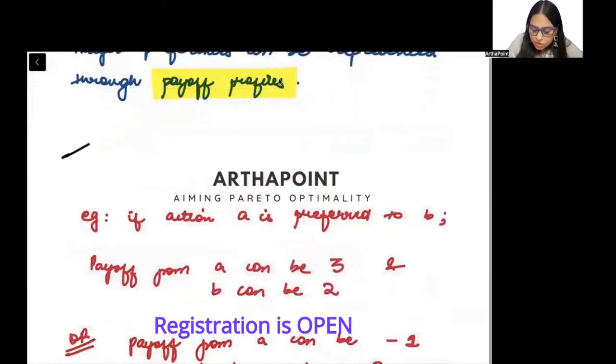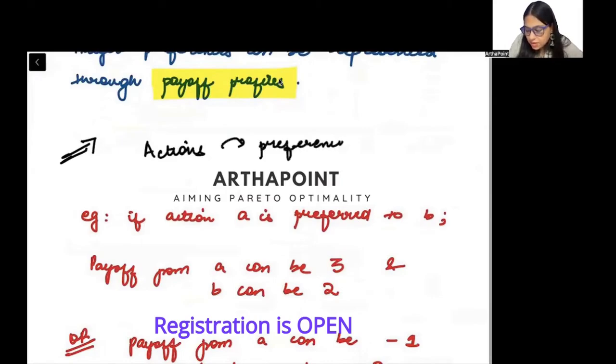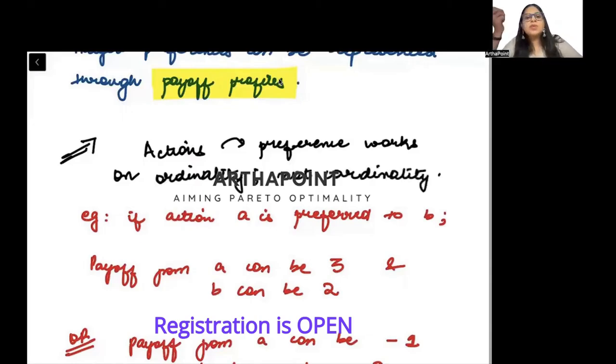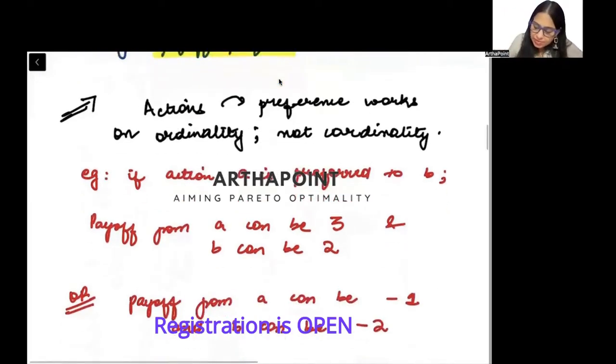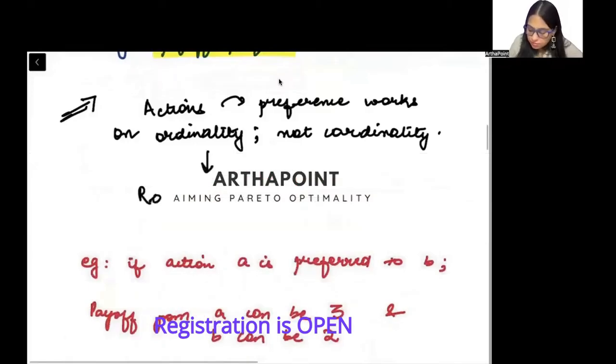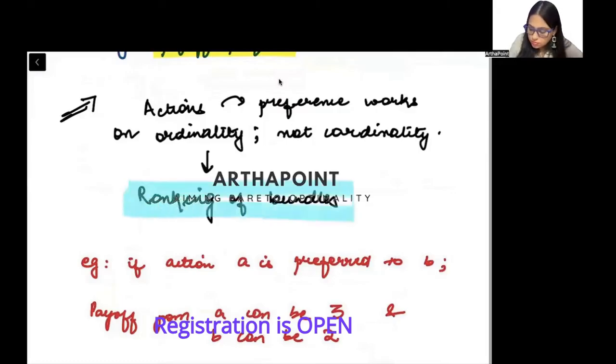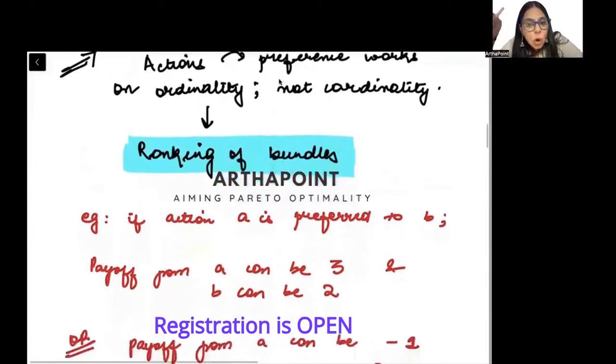देखो, in game theory, ये जो actions हैं और इनका जो preference है, it works on ordinality, not cardinality. It works on ordinality. What is ordinality, beta? Ranking of bundles. So we are working with ordinality.